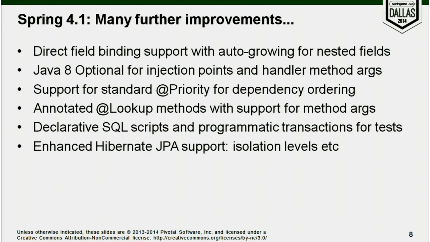Anyway, so we finally have some direct field binding support for nested properties and some autogrowing for nested properties. We have support for java.util.Optional, the Java 8 optional type, for injection points for handler method arguments. We support the new standard javax.annotation.Priority annotation for dependency ordering and the selection of primary candidates. We have an annotated model for lookup methods now.